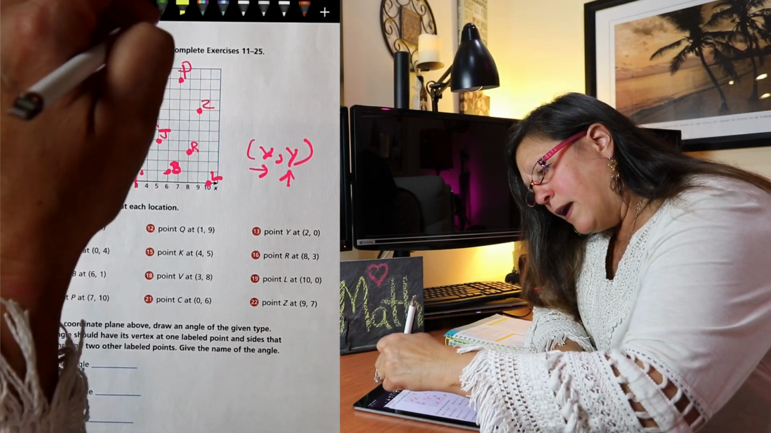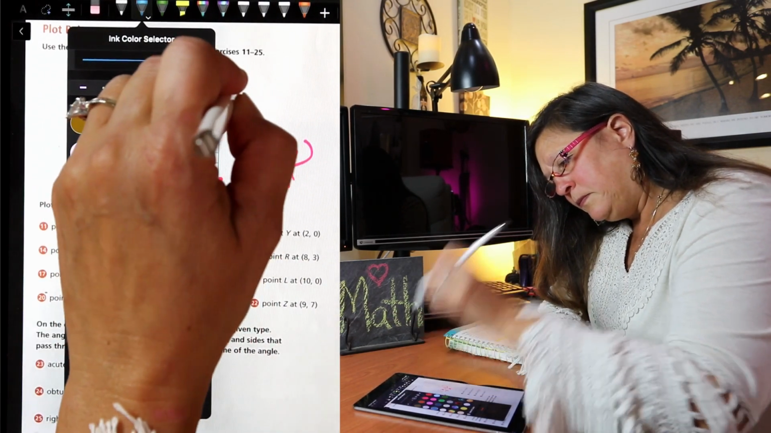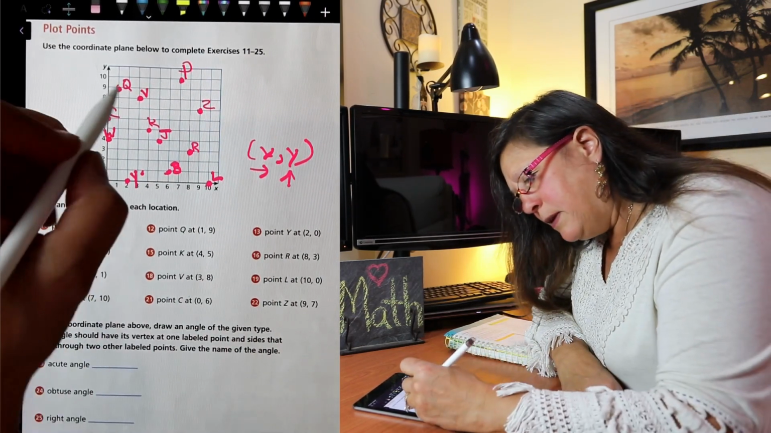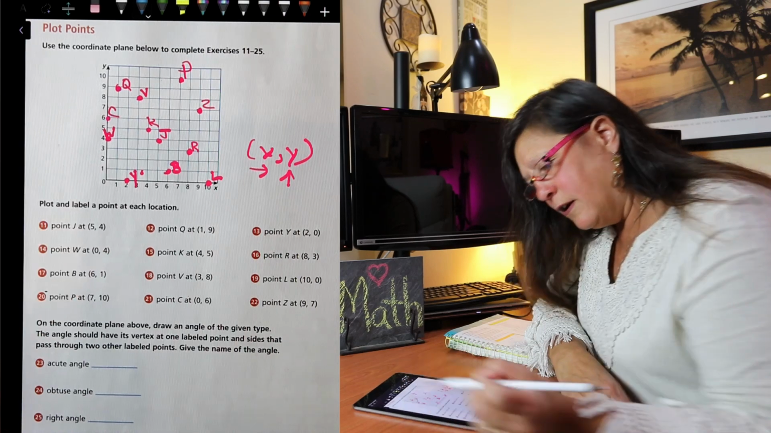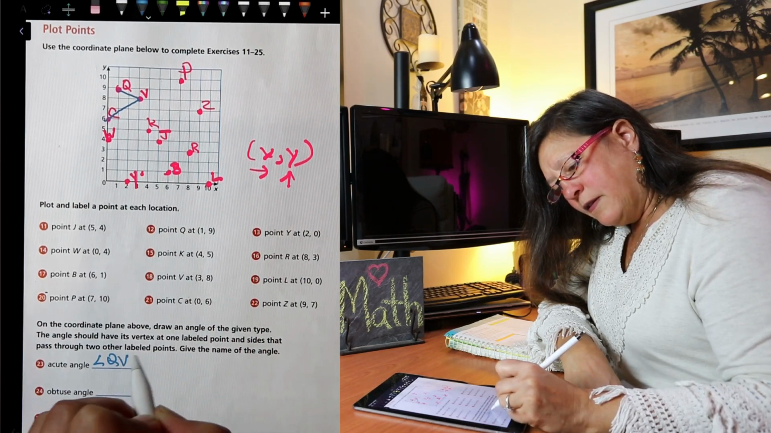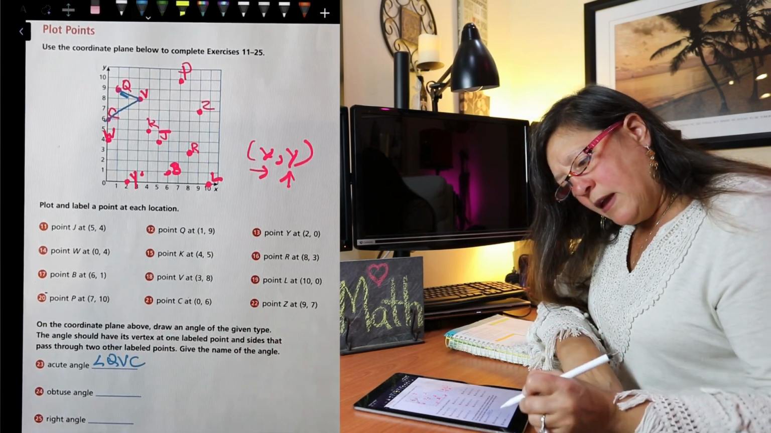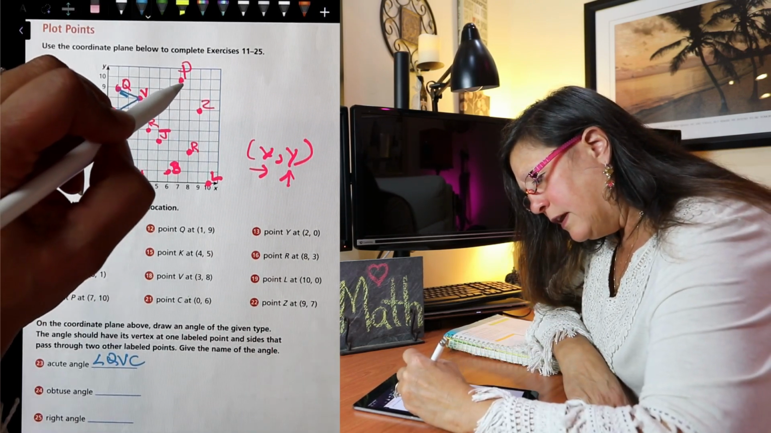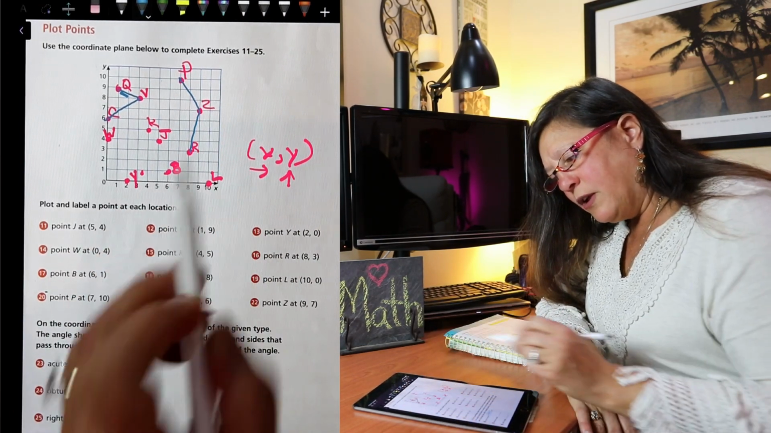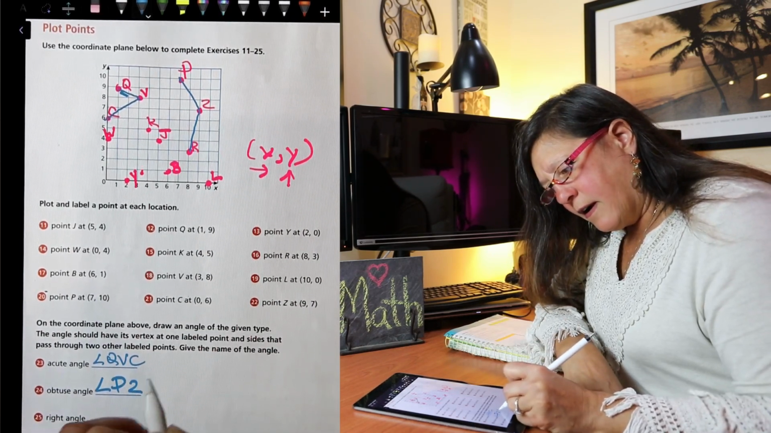All right, so I am going to change colors here so it makes it a little easier to see. Let's see if we can find an acute angle. Well, one acute angle might be this QVC here. So that would be angle QVC. That's acute. It's smaller than a right angle. And an obtuse angle. This looks like a nice obtuse angle, this PZR. If you look at that angle and you connect the three, that's angle PZR.